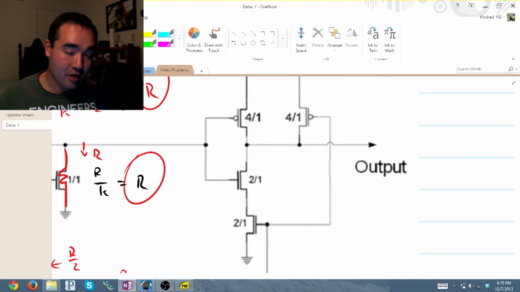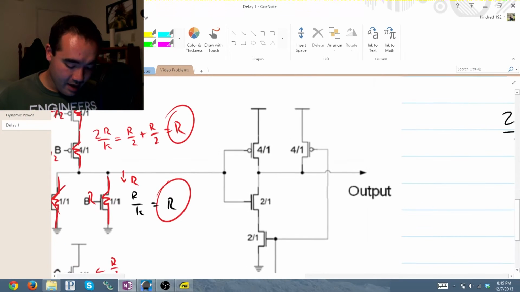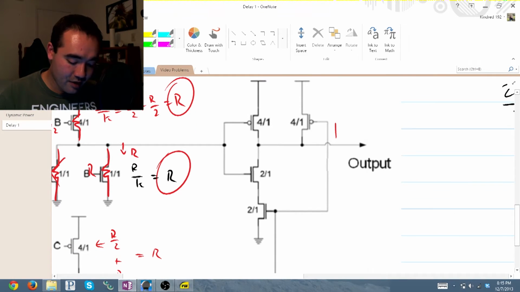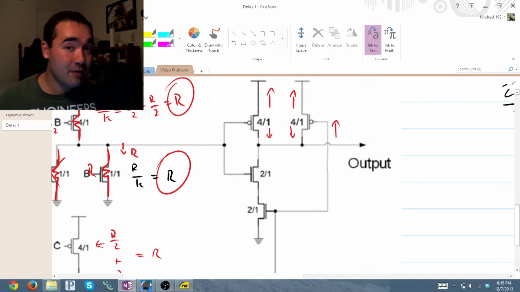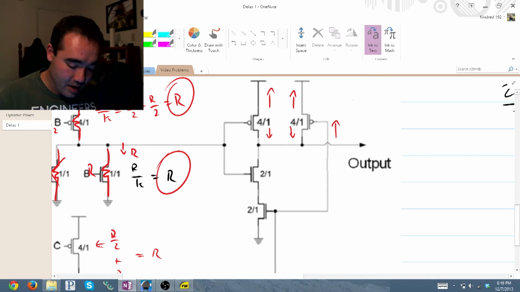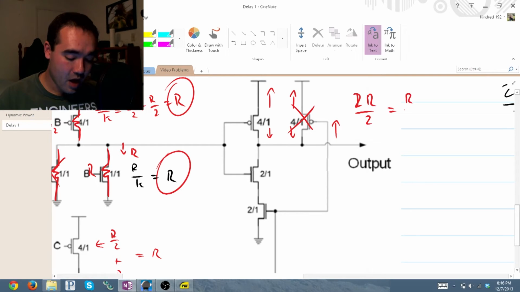Finally, let's go ahead and look at our output stage. Now, this is our pull up network. These have a width of 4 over 1. However, you can see that they are in parallel between the output and VDD. So, we can disregard one, doesn't matter which one, and we have 2R over 2 equals R over 2.